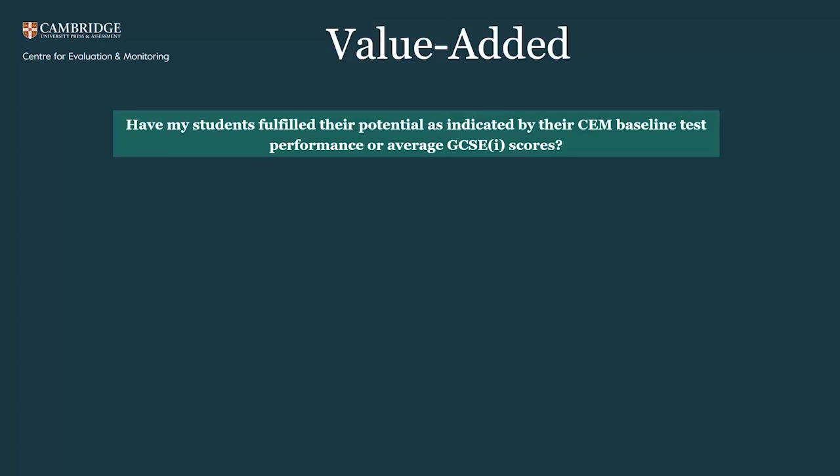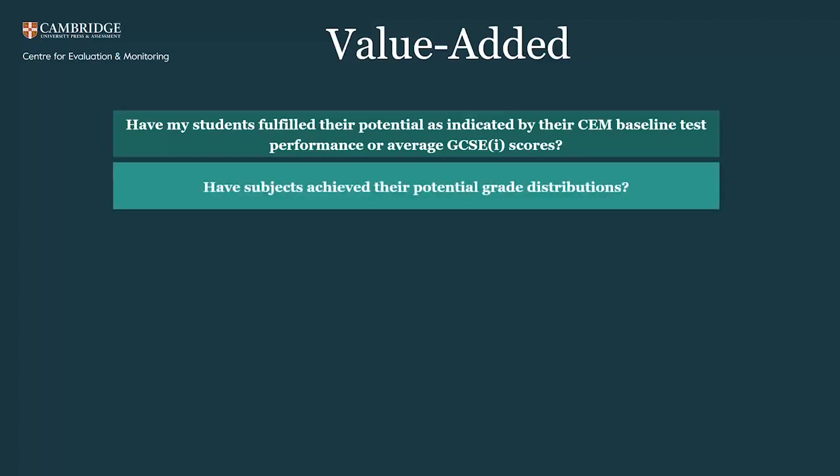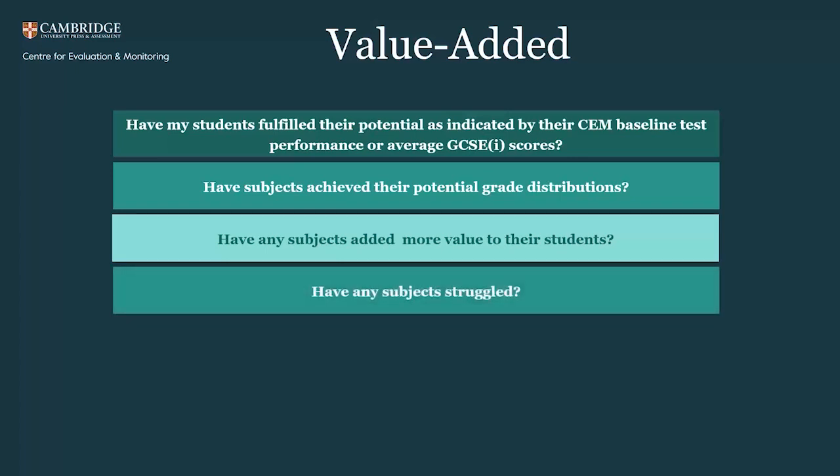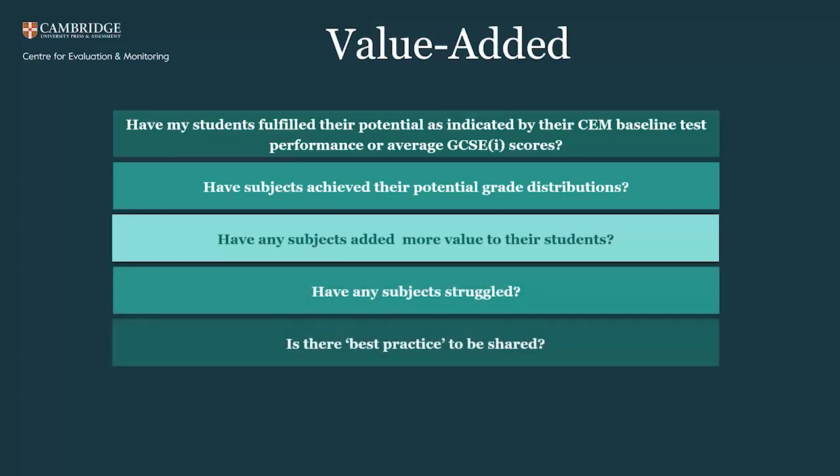Now, just to finish off, I thought we'd have a very quick look at value added. So value added is going to help us answer questions like the ones we can see there. Have my students achieved the grades that their baseline predicted? Have the subjects achieved their potential grade distributions? Have any subjects added more value to their students? Have any subjects struggled? Is there any best practice to be shared?